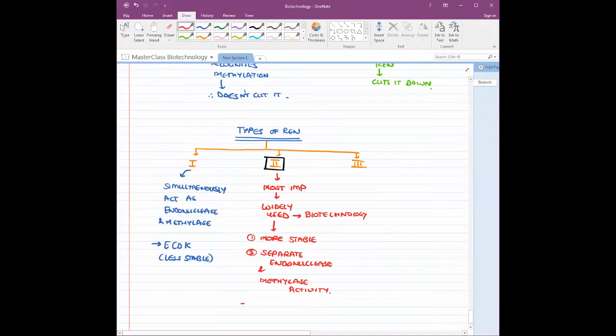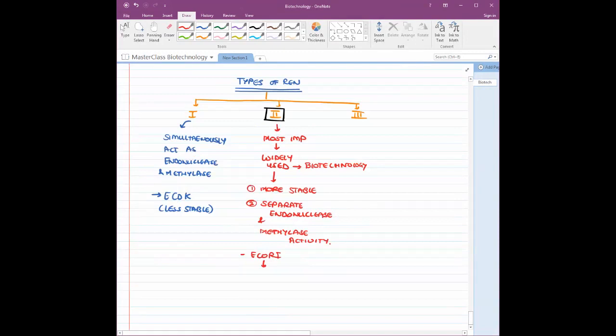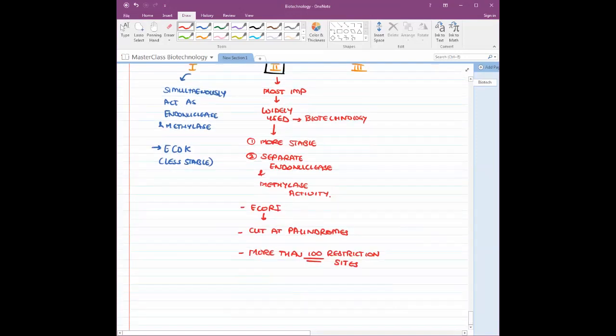Example of this thing, guys, we have our EcoRI. Okay. Now, once again, what is the most important characteristic of these guys? These always cut at palindromes and not at any random sequences. Okay, but now, till today, we have recognized more than 100 restriction sites. Okay, guys, keep this number in your minds. We have recognized more than 100 restriction sites.